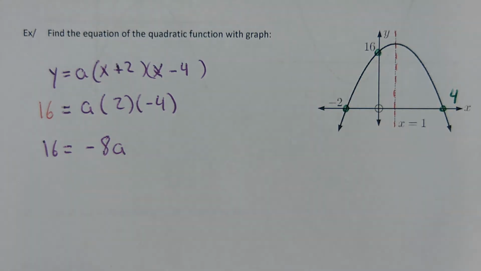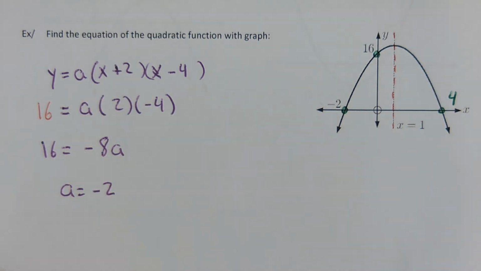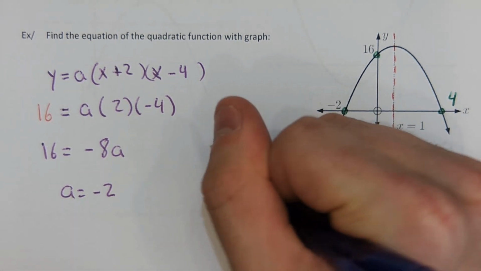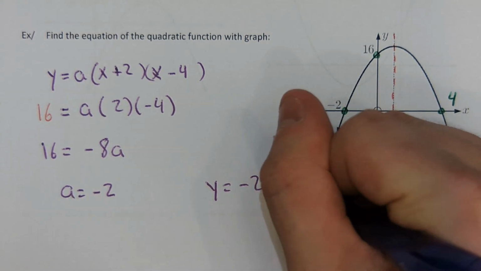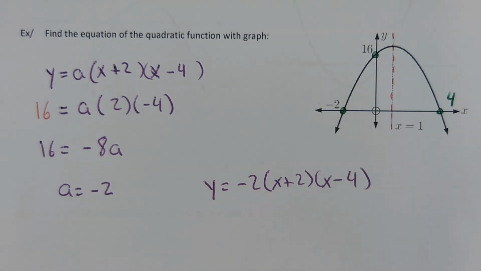So dividing both sides by -8 will give us that A equals -2. Our final quadratic equation, on this side of the page at least, will be y equals -2 times (x + 2)(x - 4), and just like last time, order of parentheses is unimportant.